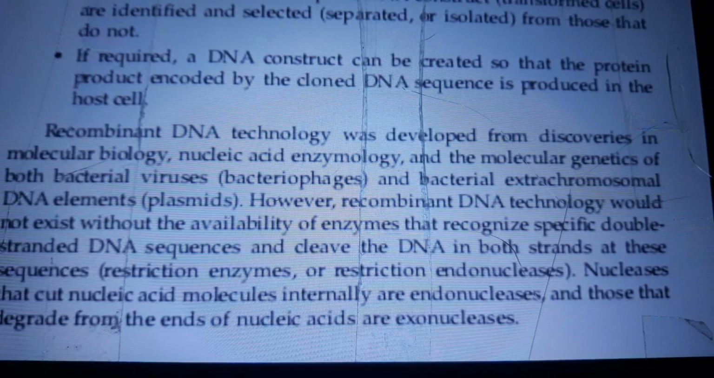Recombinant DNA technology was developed from discoveries in molecular biology, nucleic acid enzymology, and the molecular genetics of both bacterial viruses, bacteriophages, and bacterial extrachromosomal DNA elements, plasmids. However, recombinant DNA technology would not exist without the availability of enzymes that recognize specific double-stranded DNA sequences and cleave the DNA in both the strands of these sequences: restriction enzymes or restriction endonucleases. Nucleases that cut nucleic acid molecules internally are endonucleases, and those that degrade from the ends of nucleic acids are exonucleases.